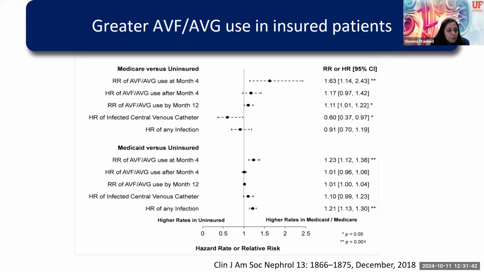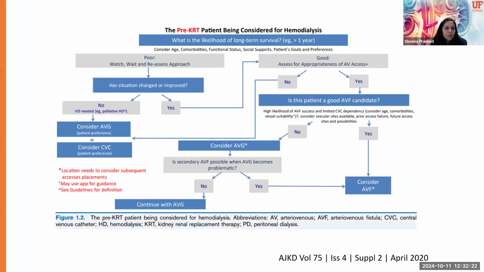And the other part, when they looked at the same study cohort, was that the rate of AVF and AVG, even after 4 months, was higher in the patients who had insurance compared to the patients who did not have insurance. And the risk of infected catheters was much higher in the uninsured population compared to the insured population. And the patients who started dialysis on Medicare were still significantly more likely to use a fistula or a graft at the 12th month mark compared to the uninsured.